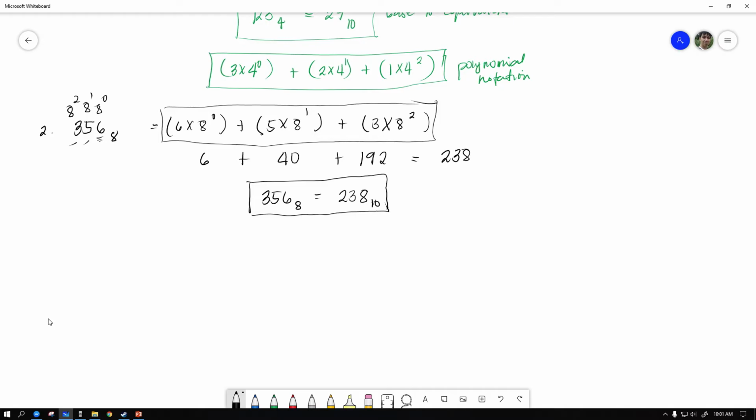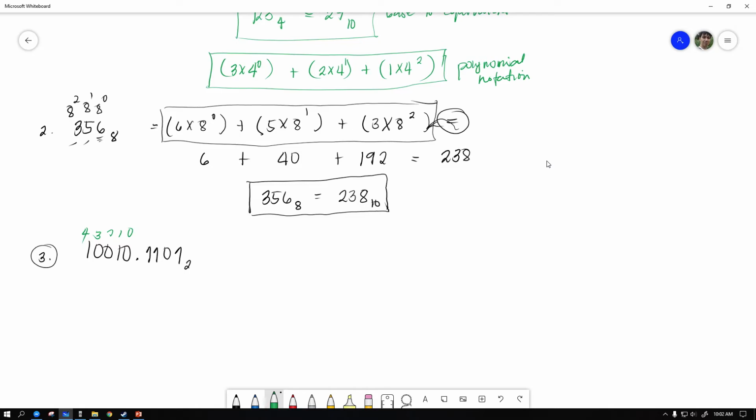So that is the proper way of getting the decimal number system value of a number of any base and expressing its polynomial notation. Let's try number 3, that is 1001.1101 base 2. So this is a binary system. We need to express this in polynomial notation, so let's try to find its weights. The integer part has weights 0, 1, 2, 3, and 4.